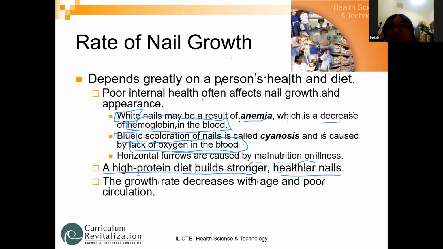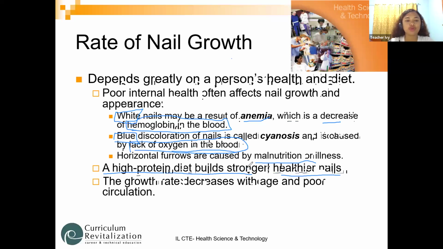No, teacher. No? Okay. You might not know it, but you might keep eating it already. Usually, the most common food that we often eat that provides us a lot of protein is egg. Okay? So when you eat one egg a day, then you will have protein in your body and it makes your nails stronger and healthy.